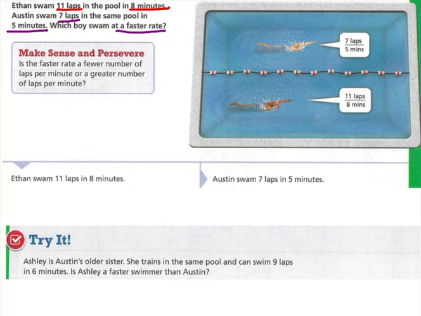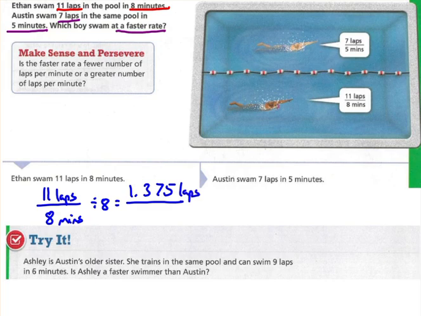So as we've been talking about in class, when we want to compare them, let's break them down to the same size so we can compare them with each other. In this case, we're going to make them into unit rates. So same thing we've been doing before. For Ethan, 11 laps over 8 minutes. That's how we write it as a rate. To turn it into a unit rate, we always divide by our denominator, in this case 8, and we get 1.375 laps in 1 minute. That's his unit rate. That's how fast he's going each minute.